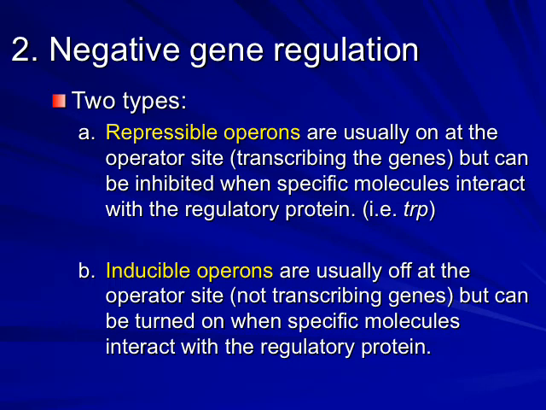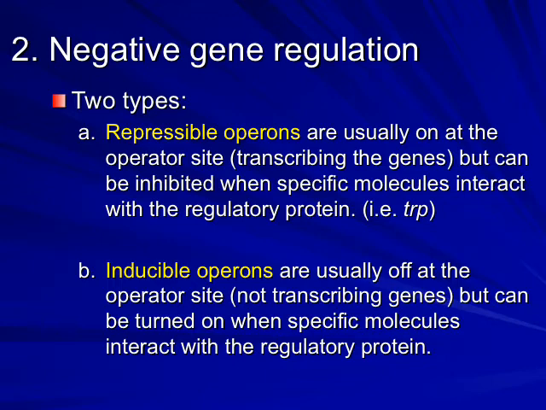So that is a repressible operon, and that's a type of negative gene regulation. Repressible operons are usually on at the operator site, but they can also be inhibited when specific molecules interact with the regulatory protein, such as we just discussed. And the regulatory protein in this case is tryptophan. Then there's another type of negative gene regulation called inducible operons, and those are usually off at the operator site. And they can be turned on when specific molecules interact with the regulatory protein.